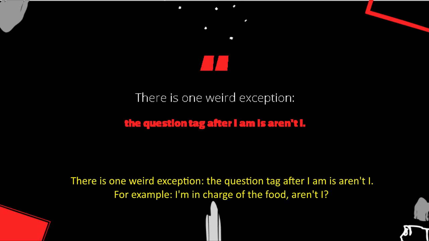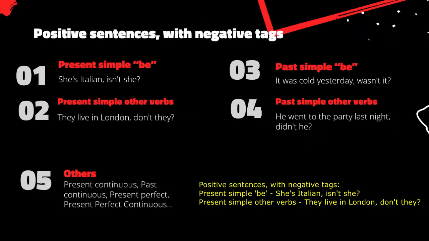There is one weird exception. The question tag after I am is aren't I. For example: I am in charge of the food, aren't I?